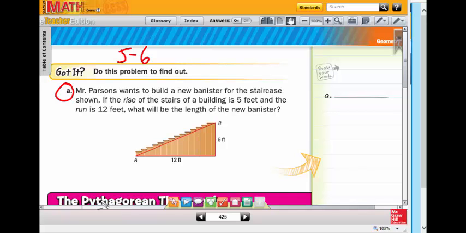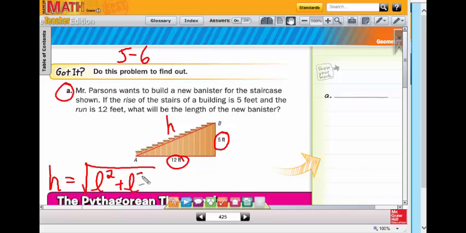If the rise of the stairs of a building is 5 feet, represented right here, and the run is 12 feet, what will be the length of the new banister? So in other words, we're obviously looking for a hypotenuse here. A good generic equation to use would be that the hypotenuse equals the square root of a leg squared plus the other leg squared.